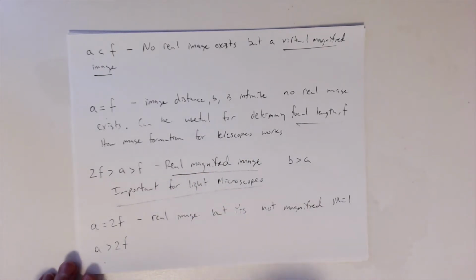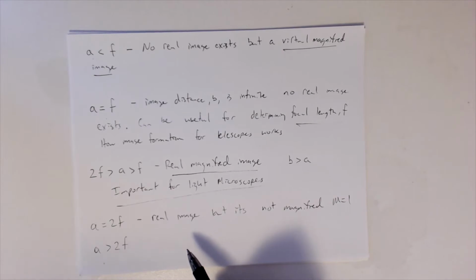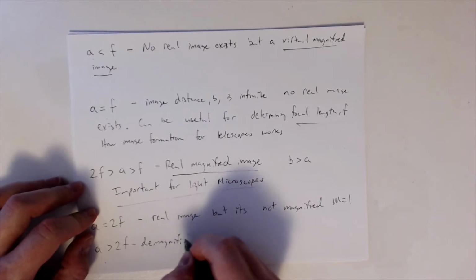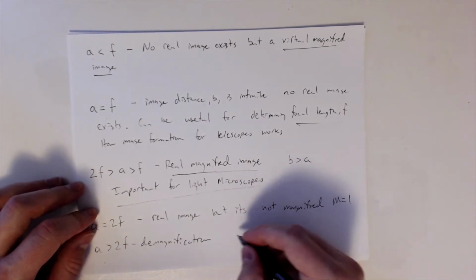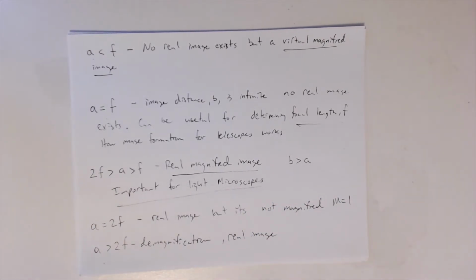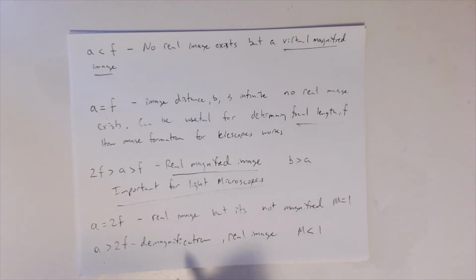And so the last one you can kind of see we're going through is now where A is greater than 2F. So we got a magnified image here, we got no magnification here, so as you might be able to predict, this gives you demagnification. But it is still a real image, so it converges at the focal point. And so M is less than 1. So effectively, this is not going to be a useful arrangement as you might expect, because we want to magnify the image, not make it smaller.